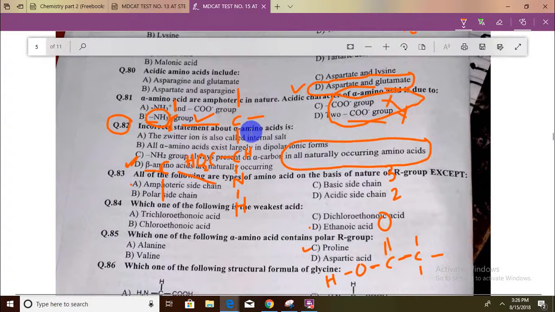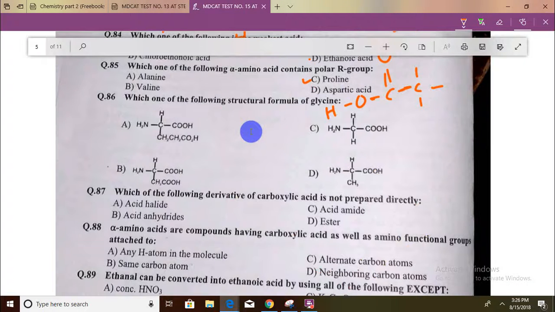So which one of the following is the structural formula of glycine? Glycine has an H for an R group. This one is it. This one is alanine. And over here this one is glutamic acid. And this one is aspartic acid.